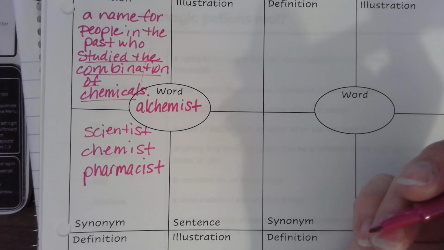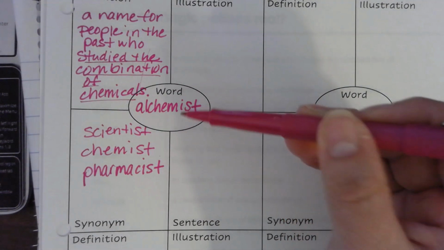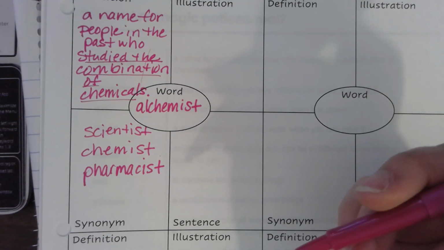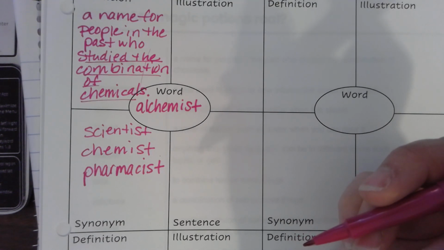Mateo, did you have something else? What'd you got? Pharmacist. How do you say pharmacist? Use pharmacist, but you're not going to use the word pharmacist. You're going to use the word alchemist. An alchemist went to the lab to mix two chemicals. Okay. Anybody else? Caleb?